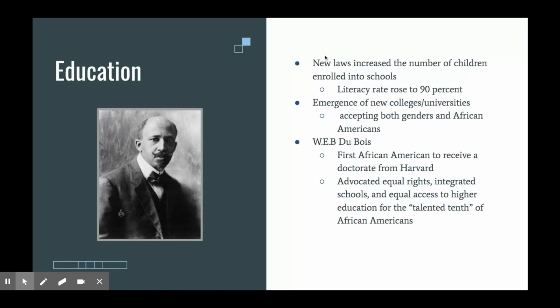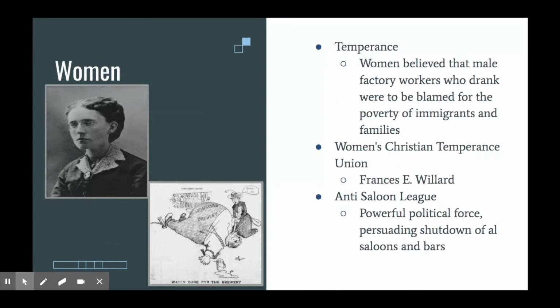Education. New laws increased the number of children enrolled in the schools. Literacy rate rose to almost 90%. Emergence of new colleges and universities accepted both genders and African Americans. W.E.B. Du Bois was the first African American to receive a doctorate from Harvard, and he advocated for equal rights, integrated schools, and equal access to higher education for the talented tenth of African Americans.